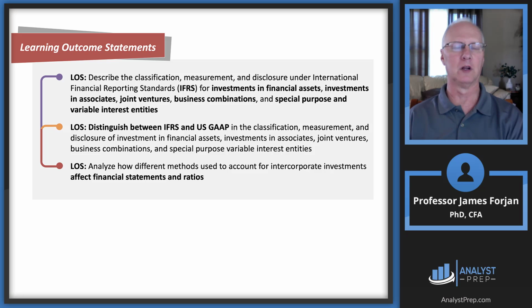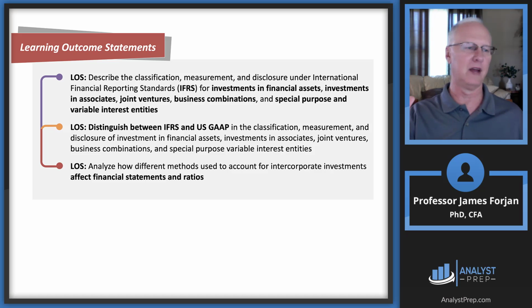That first one clearly is the most important of the three. We're going to look at classification, measurement, and disclosure for all these things: combinations of financial assets, investments, and associates, joint ventures, regular business combinations, and special purpose vehicles. And then we'll look at some differences because we have US GAAP here in Connecticut, and then we have the International Financial Reporting Standards Group, somewhere else in the world.